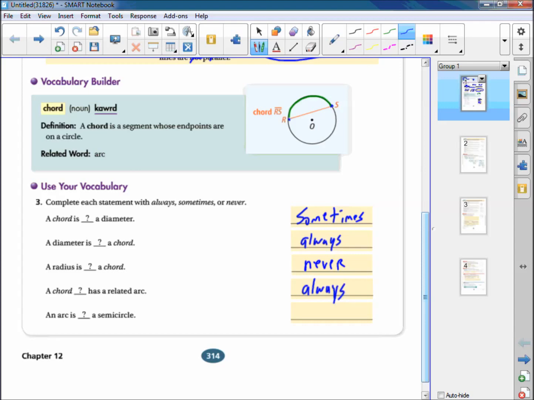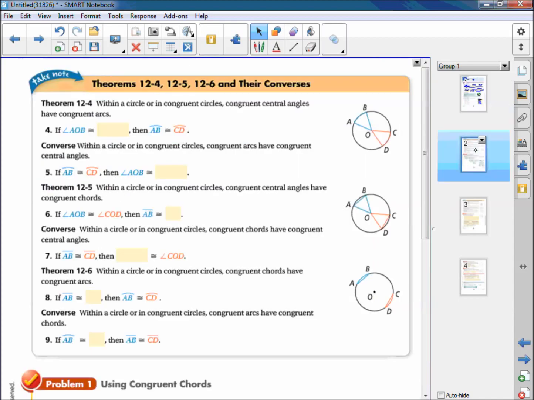Okay. And an arc is sometimes a semicircle. So sometimes an arc will be halfway around the circle. So here is another chord that's also a diameter. And this arc would be a semicircle for that related chord. All right, let's flip it over and look at page 2. Okay, we have 3 theorems here about central angles and their related chords and their related arcs.